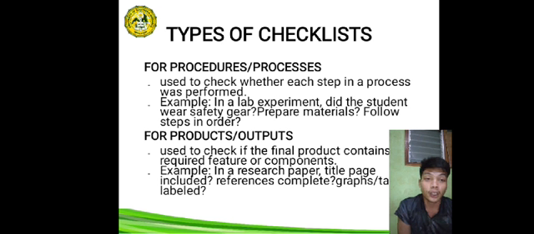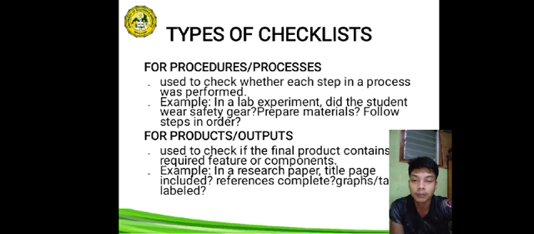Instead of focusing on the steps like the process checklist, it focuses on the final product, whether it meets specific standards or criteria. For example, in a research paper: title page included, the references complete, graphs and tables are labeled. That is the example of the items that should be checked for the checklist for products and or outputs.